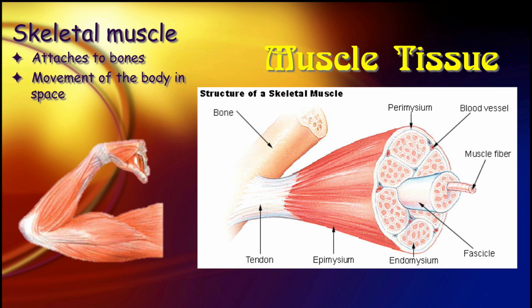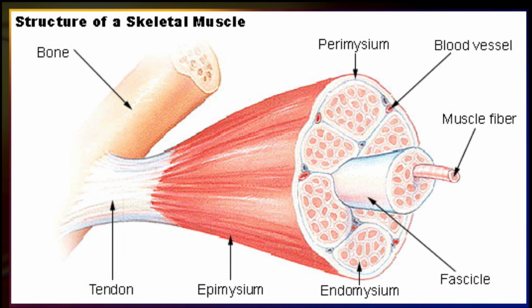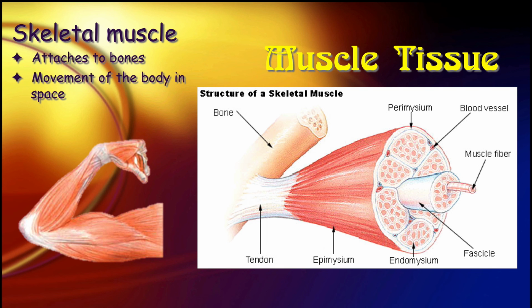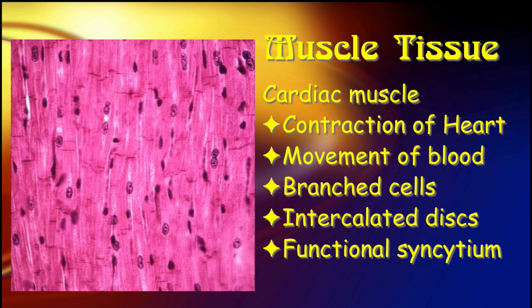Skeletal muscles attach to bone and they move the body through space. You see here a muscle organ made of many, many muscle cells along with some other tissues that you'll explore more later. Cardiac muscle is also a type of syncytium, interestingly enough.